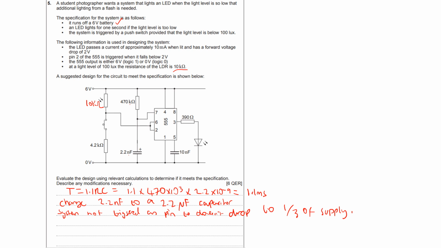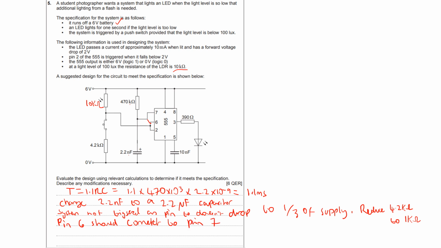So what you might want to do is reduce the 4.2K resistor to something like a 1K resistor, which would be fine, wouldn't it? Something to give it a lower voltage. I can see straight away actually that pin 6 is connected wrong. Pins 6 and 7 should be connected together, so pin 6 should connect to pin 7.